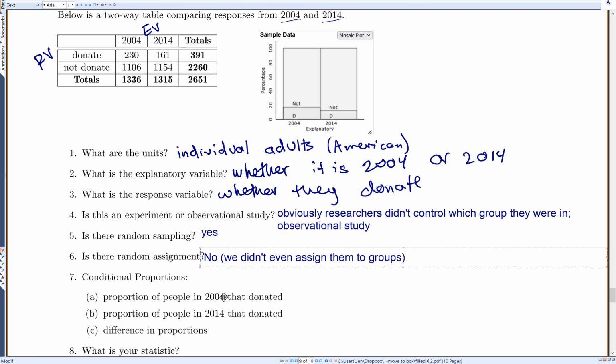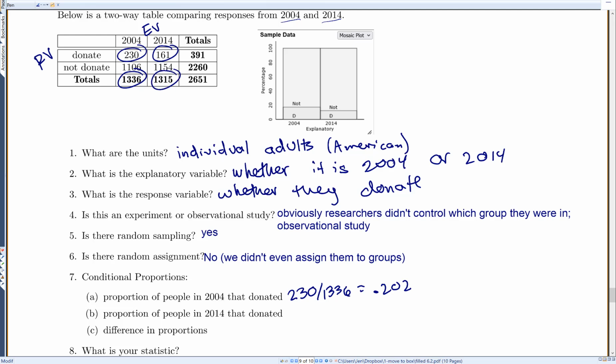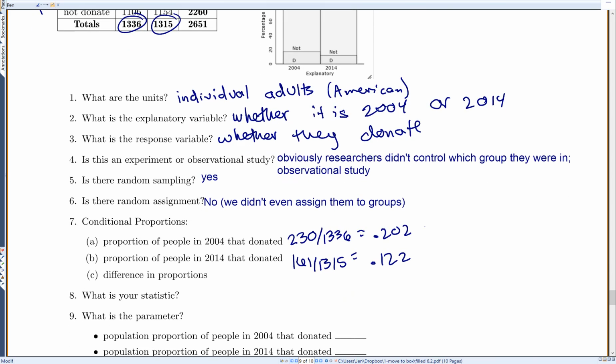Let's find our conditional proportions. The proportion of people in 2004 that donated, that would be this 230 out of 1336. So 230 divided by 1336 gives me 0.202. And the proportion of people in 2014, that would be this 161 out of 1315. That gives me 0.122. Let's make sure we label: this is my sample proportion for 2004, and this would be my sample proportion for 2014.